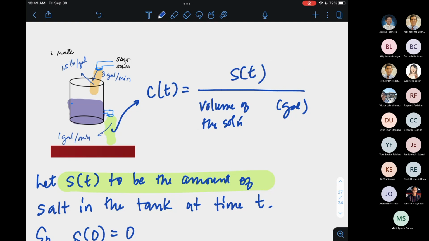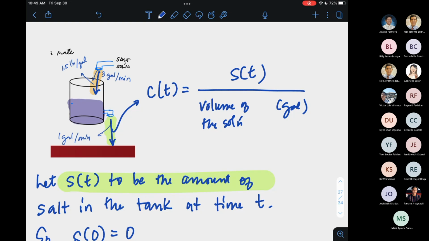Tapos ano yung volume noong water at a time t dito sa ating tank? Kasi kailangan ko yung volume. Well, tingnan lang natin ano yung net effect. So, at a particular moment in time, may pumapasok na water at a rate of 3 gallons per minute. May lumalabas na 1 gallon per minute.